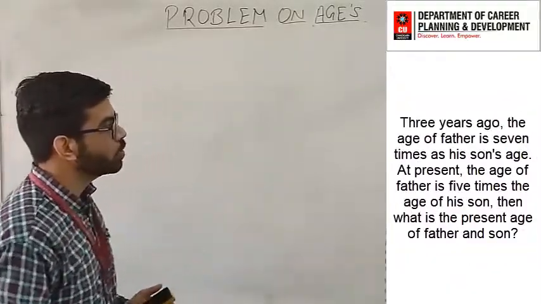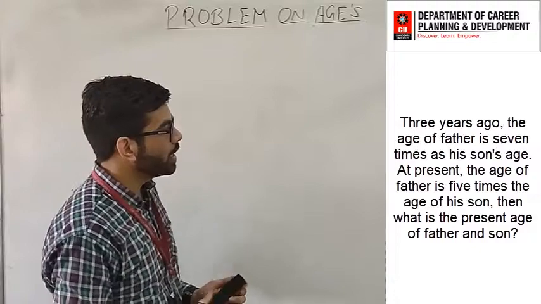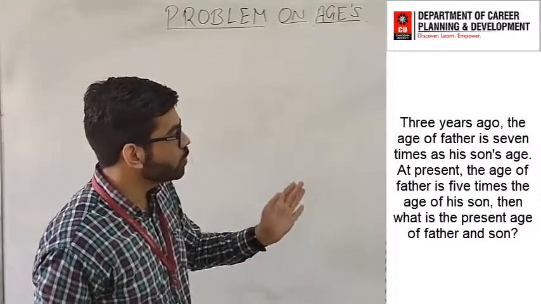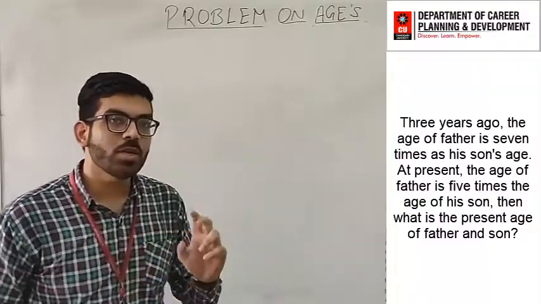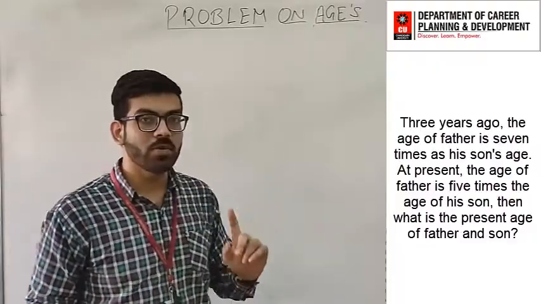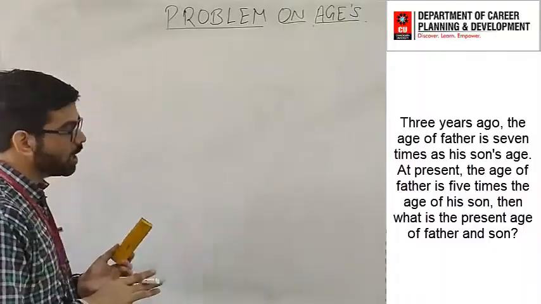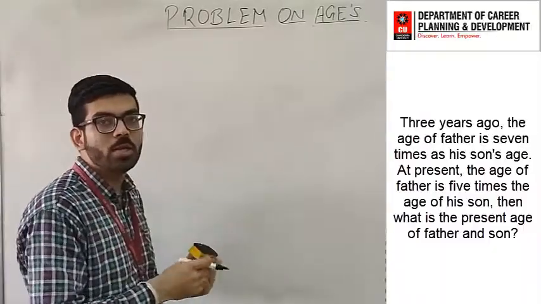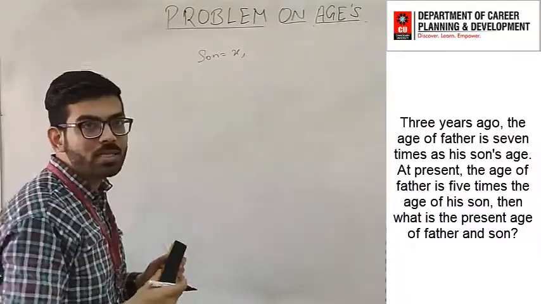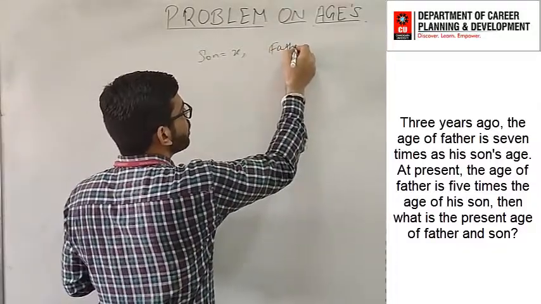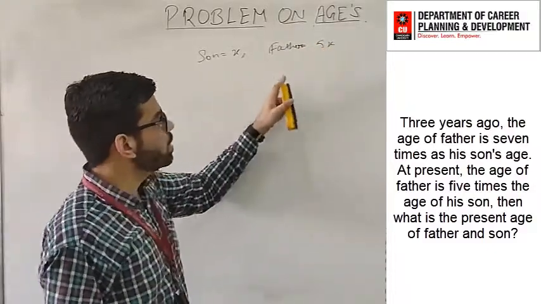Another question is: 3 years ago the age of the father was 7 times his son's age. At present the age of the father is 5 times the age of his son. Then what is the present age of father and son? So basically there are two methods to solve this type of question. Method number 1 is the algebra method. Method number 2 is the ratio method. Let's see the first method, which is the algebra method. For that, let's assume that the present age of the son is x. Then the present age of the father will be 5x.